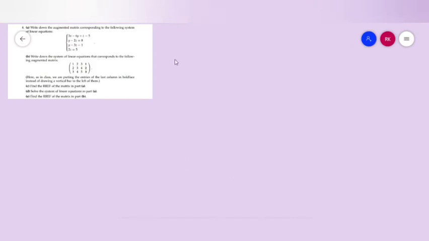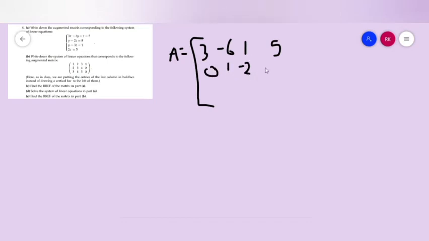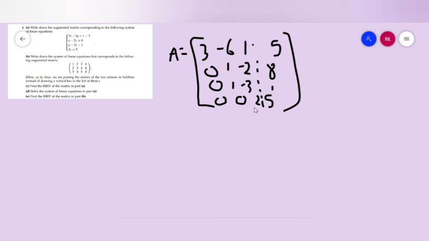So we write down the augmented matrix A: 3, minus 6, 1, 5; 0, 1, minus 2, 8; 0, 1, minus 3, 1; 0, 0, 2, 5. This is the augmented matrix we derived from the part A question.